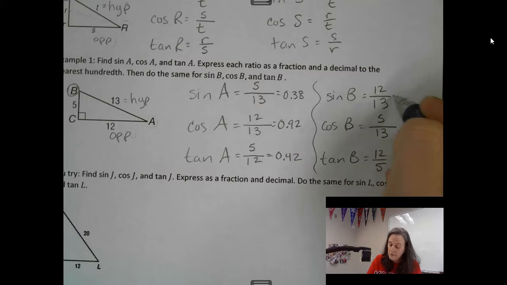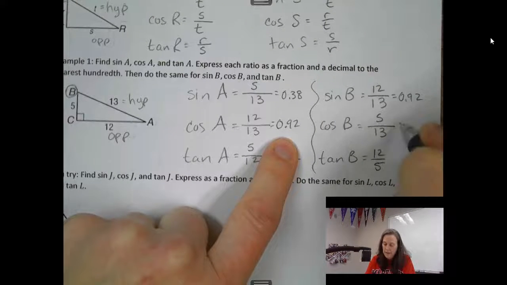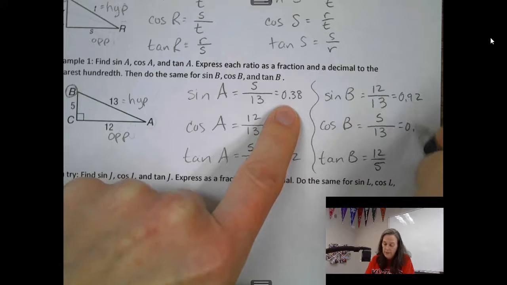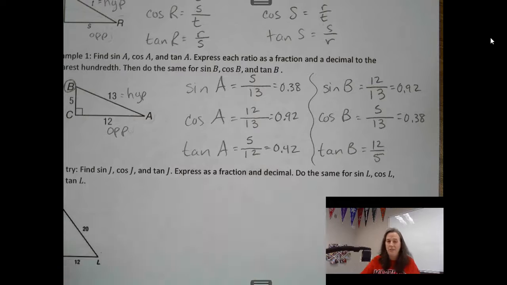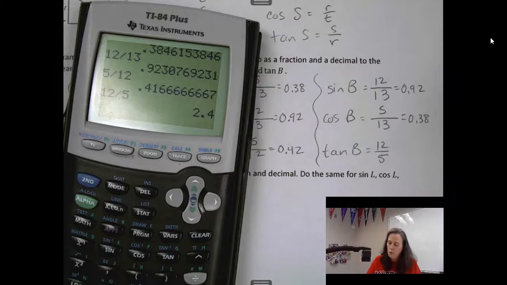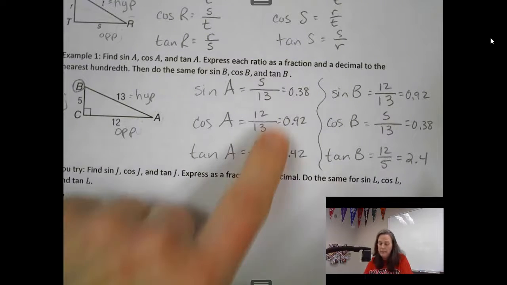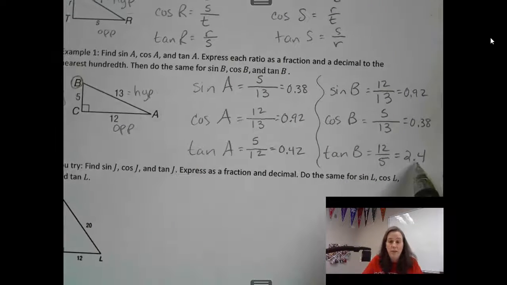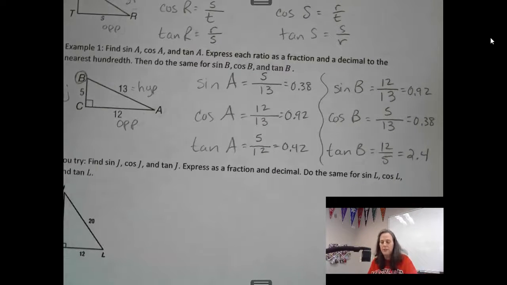And as far as decimals, well, I already know that. I already know this one. I don't know this one, though. He is the inverse. What's the inverse of that? 12 divided by 5, 2.4. Okay, so they don't all have to be 0 point something. You could end up with a number that's bigger than 1. All right, I got one for you to try.